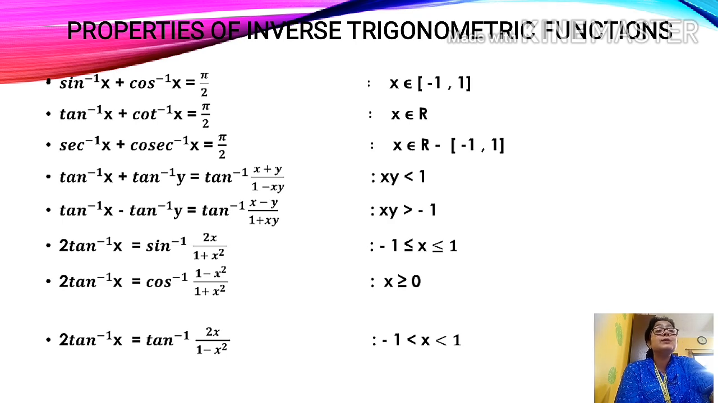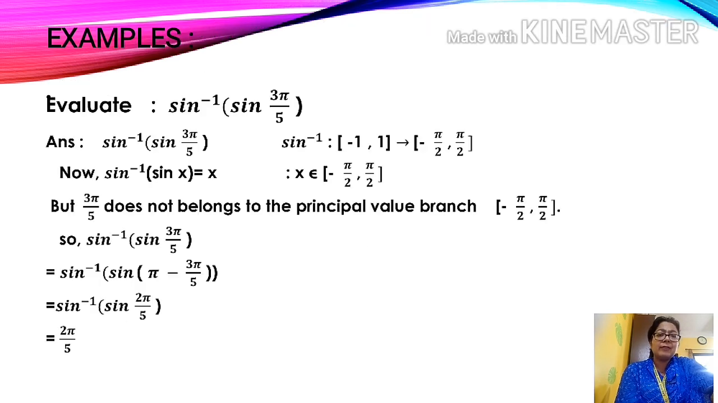Now we will solve a few sums. Evaluate sin inverse of sin 3 pi by 5. If we write this is equal to only 3 pi by 5, this will be wrong, because we have to check our principal value branch or the range. Previously I explained that sin inverse x has domain -1 to 1 and range minus pi by 2 to plus pi by 2. That means this value should be between minus pi by 2 to plus pi by 2.